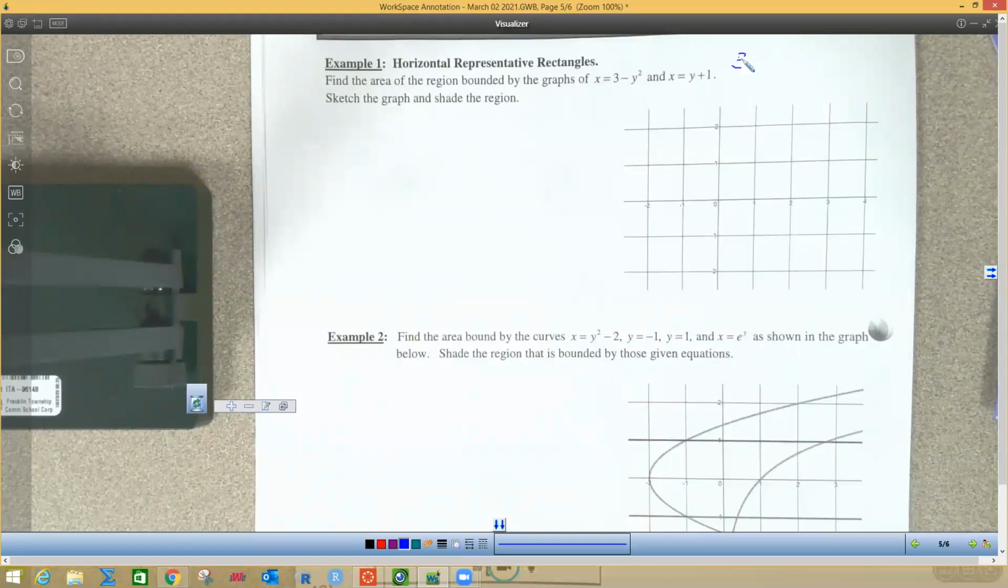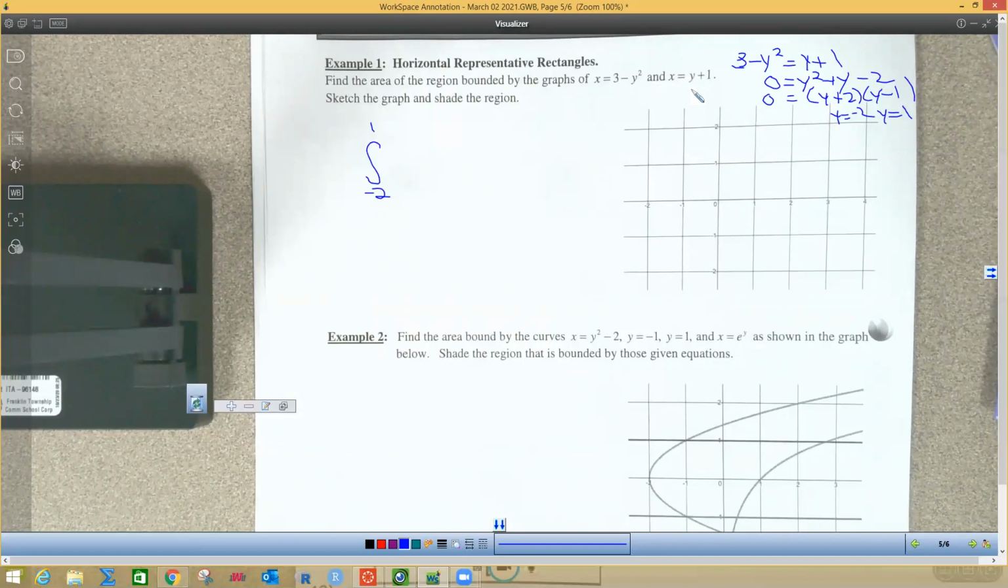So we're going to have 3 minus y squared is going to equal y plus 1. So I'm going to add y squared over. I've already got the plus y over here, and I'm going to subtract 3. And I get this equation, and then when I factor this quadratic, I get y plus 2 and y minus 1. So one intersection is y equals 1, and the other one is y equals negative 2. So that negative 2 is underneath, so it's the bottom y to the top y.